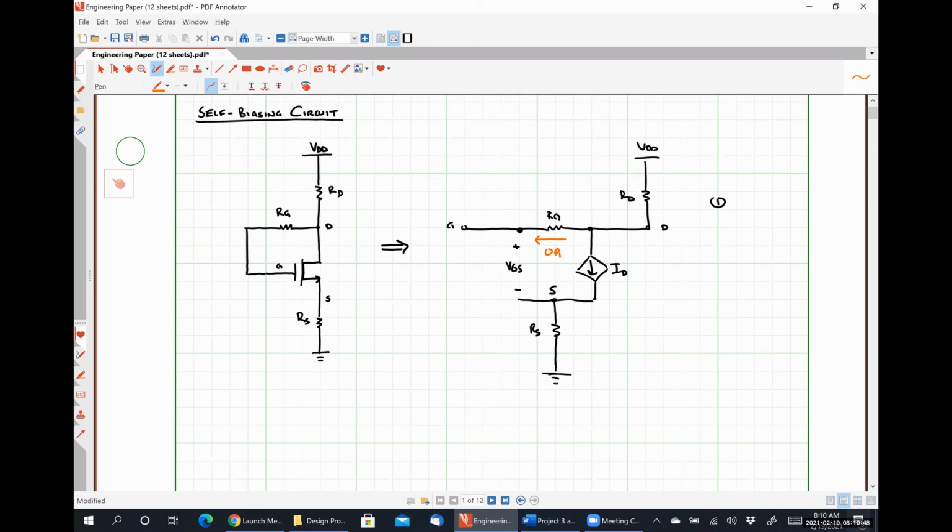Because it's the current flowing through that gate resistance, which then sees the open circuit of the gate capacitance. So there's 0 amps of current flowing through my resistor RG, which means the voltage at this node and the voltage at this node are identical because there's no voltage drop over the resistor RG. Is that correct?